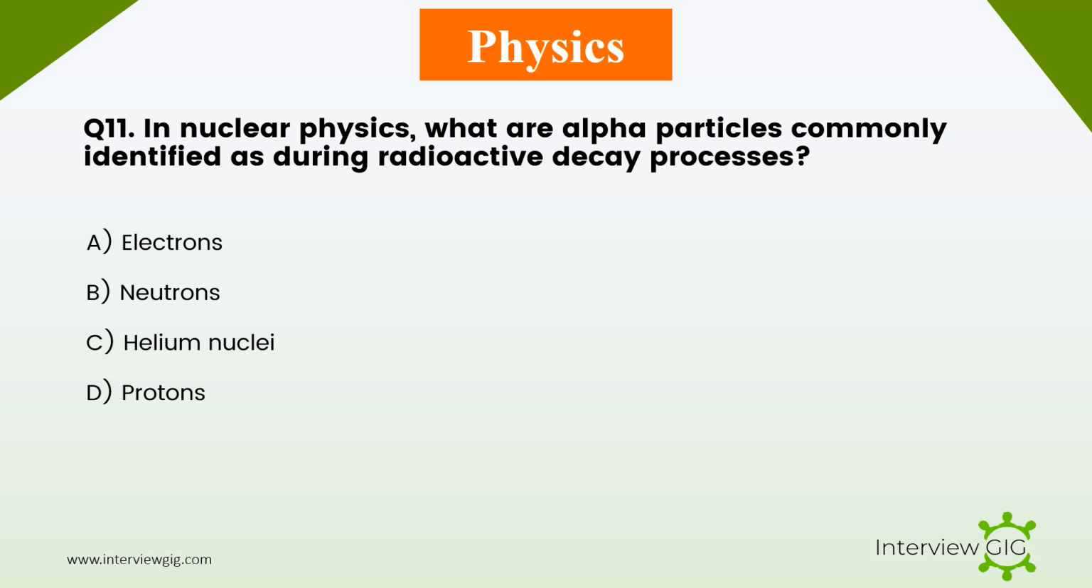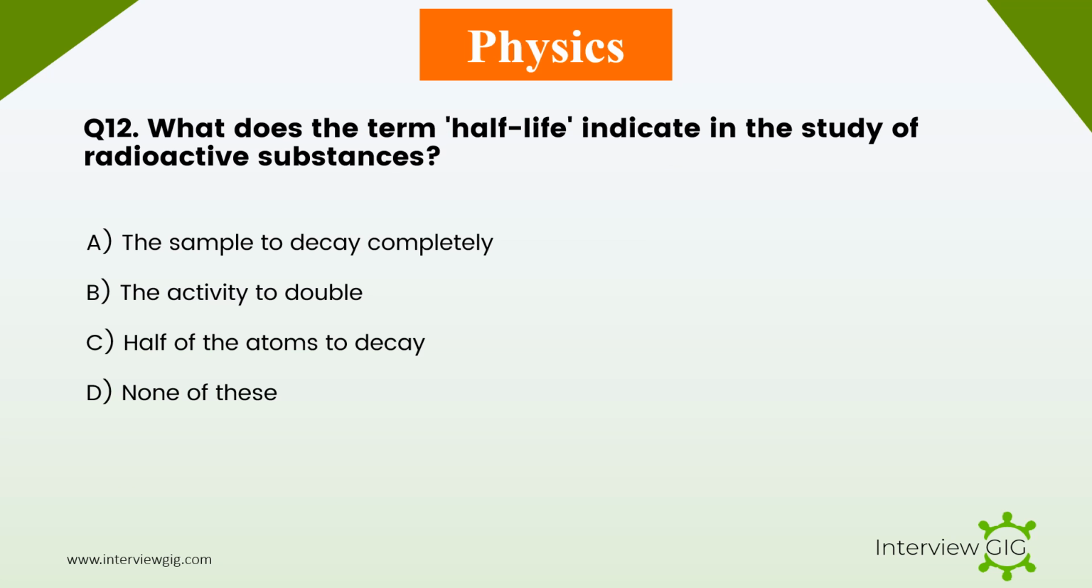Next question. In nuclear physics, what are alpha particles commonly identified as during radioactive decay processes? Options. A. Electrons. B. Neutrons. C. Helium nuclei. D. Protons. Answer C. Helium nuclei.